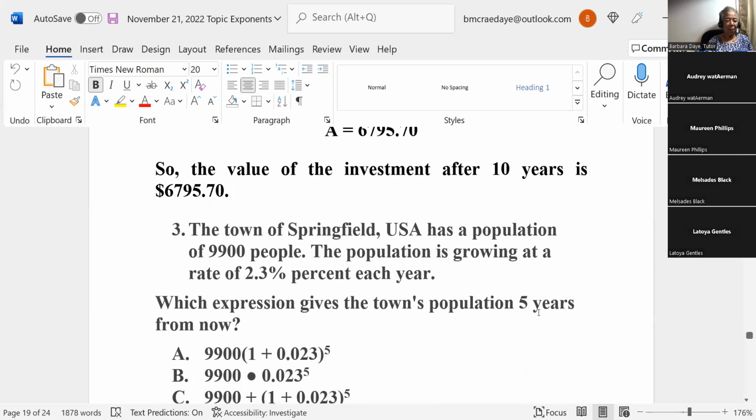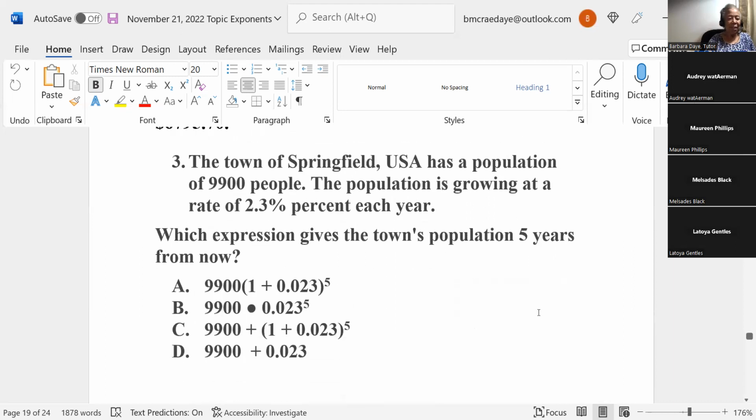Here's another with population. Now this is a multiple choice. See if you can answer this. You have a population of 9,900. It's growing at a rate of 2.3% each year. And in 5 years, which one of these represents the population? Which would you say? Which answer would you pick? A, B, C, or D?